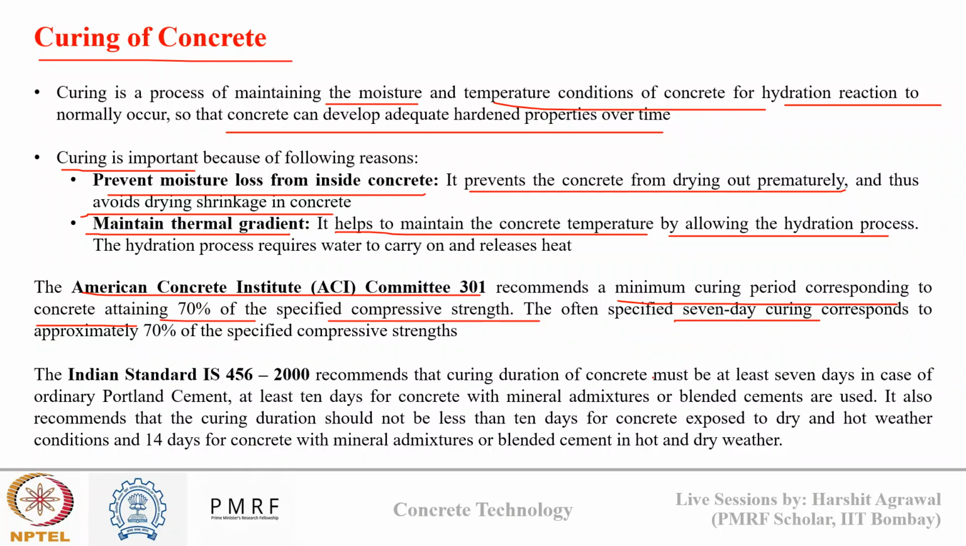However, the IS code says that the minimum curing period should be at least 7 days in case of OPC, 10 days in case of mineral admixture and blended cement, and it can also go up to 14 days for blended cement and mineral admixtures in hot and dry weather. So different codes have different limitations, like minimum time. Maximum, you can keep it for 20 days, even 1 year you can keep for curing, but the minimum should be this, so that there is no excessive moisture loss and change in thermal gradient.